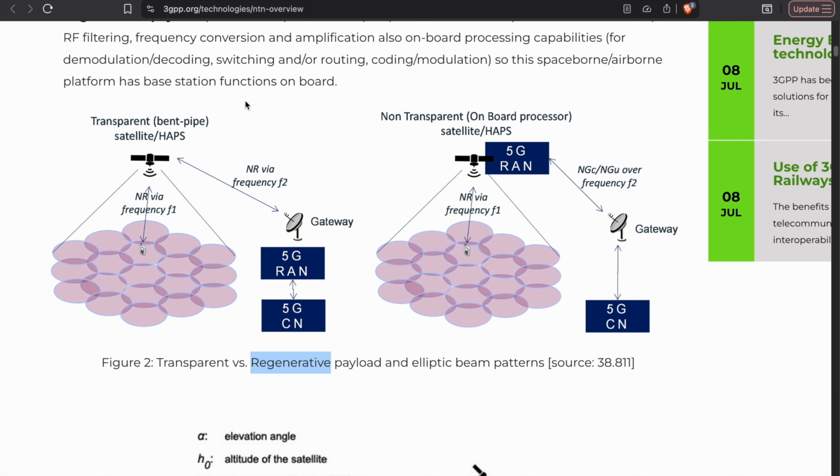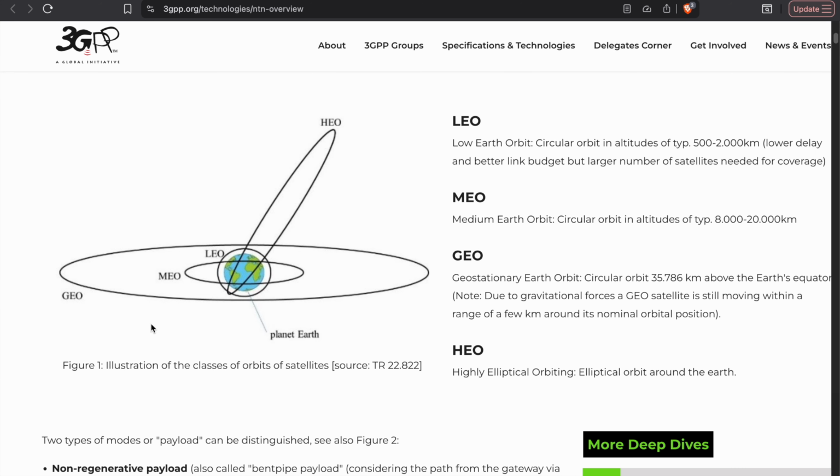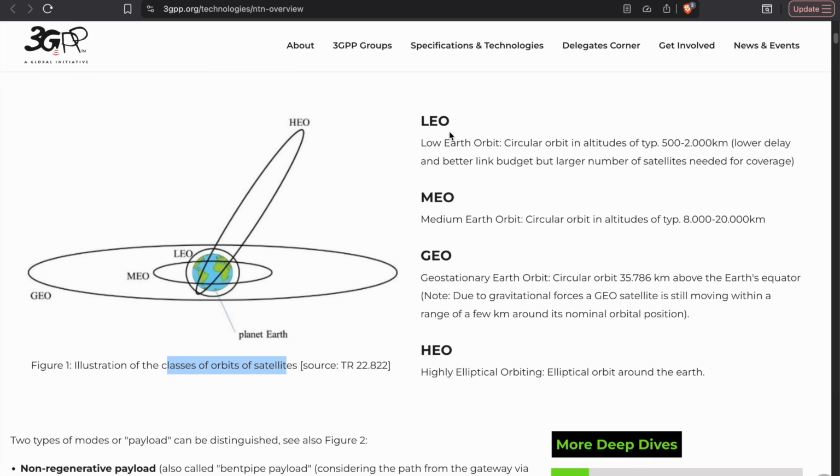Now there was just one more diagram, yeah, this one. These are the classes of orbits by which NTN is also categorized. We have LEO, which is least far away from the Earth's surface, then we have MEO and GEO. Satellites in GEO are stationary with respect to Earth, right? But in the case of LEO, satellites move very rapidly because they are in low Earth orbit, and you can also see the distance from the Earth's surface of all these orbits. Now, this is all about the basic introduction to what NTN is.